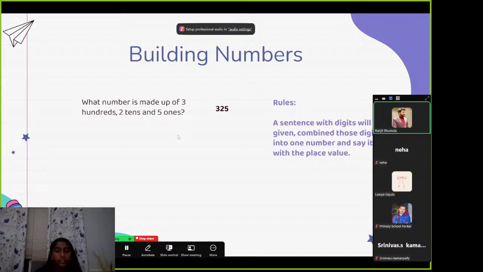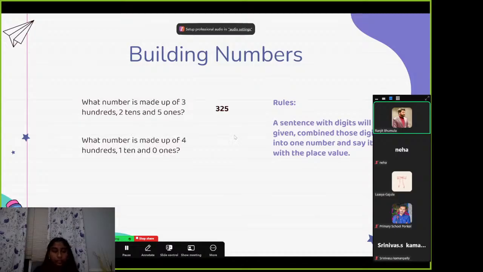So the answer to this one is 325 because of the place values that are in it. It goes from 300s to 2 tens and 5 ones, and then you put them in order, which gives you the full number.